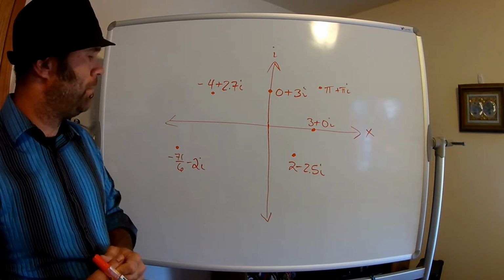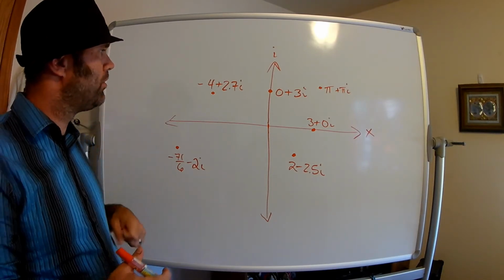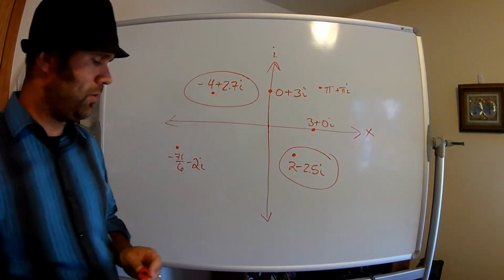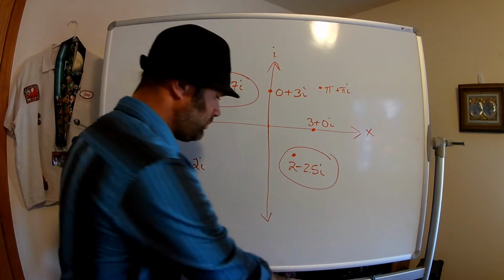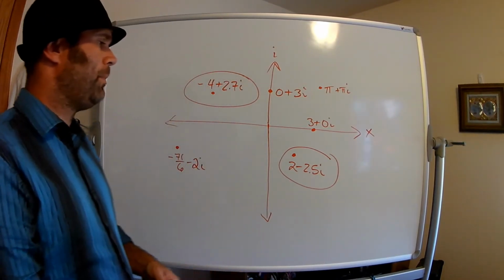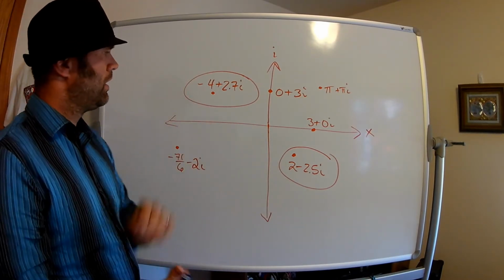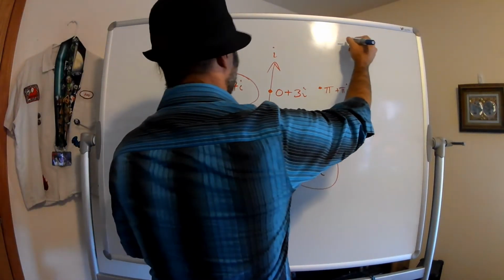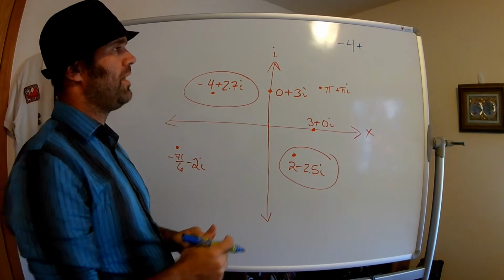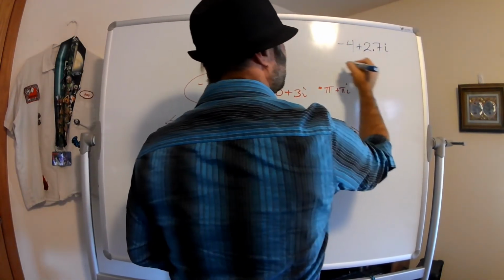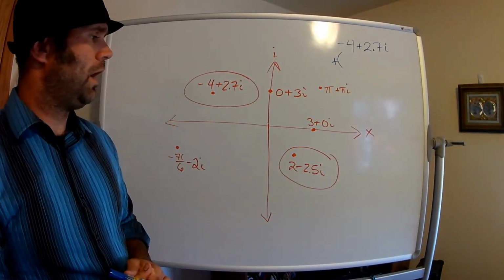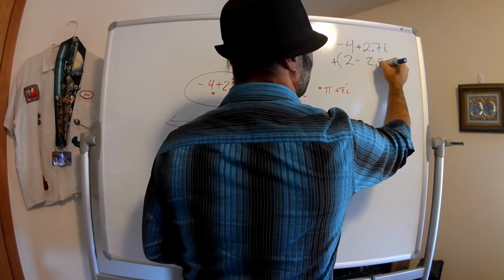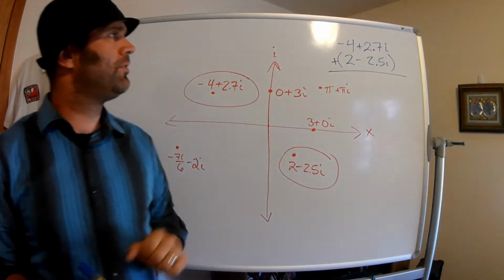Right? So let's take a couple of simple numbers here. So let's go ahead and look at this number here and this number here. So let's go ahead and add these two numbers together and see what we get. So we're going to take a moment to add a couple of imaginary numbers. I'm going to add them together and see what we get. So we're going to do that off to the side here. So we've got negative 4 plus 2.7i plus, so we're adding 2 minus 2.5i. And we're adding them together, so I got my plus sign there.